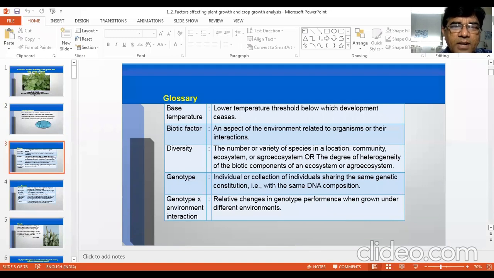Biotic factors: an aspect of the environment related to organisms or their interactions. You have a certain set of conditions or a certain ecology where you have both biotic and abiotic components. Biotic components are related to living things, your plants, your animals, and all kinds of microbes.